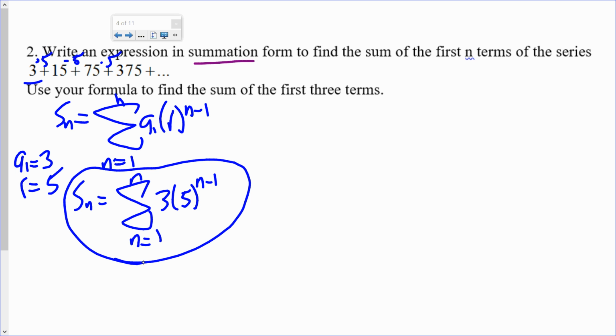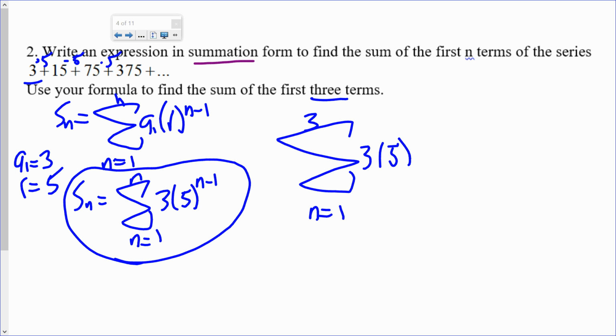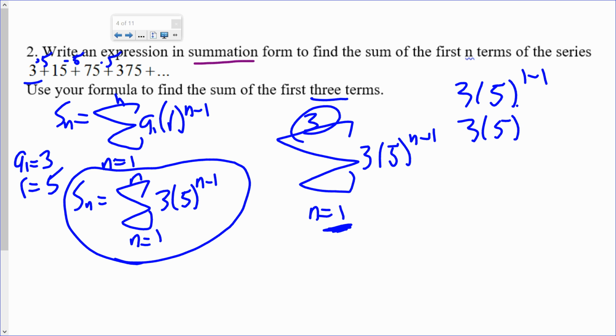Now, it wants me to use that formula to find the sum of the first 3 terms. So I'm going to do the sum from n equals 1 to 3 of 3 times 5 to the n minus 1. I start by substituting 1 in for n, and I keep on going until I get to the top number. So now I'm going to substitute 2 in for n and 3 in for n.